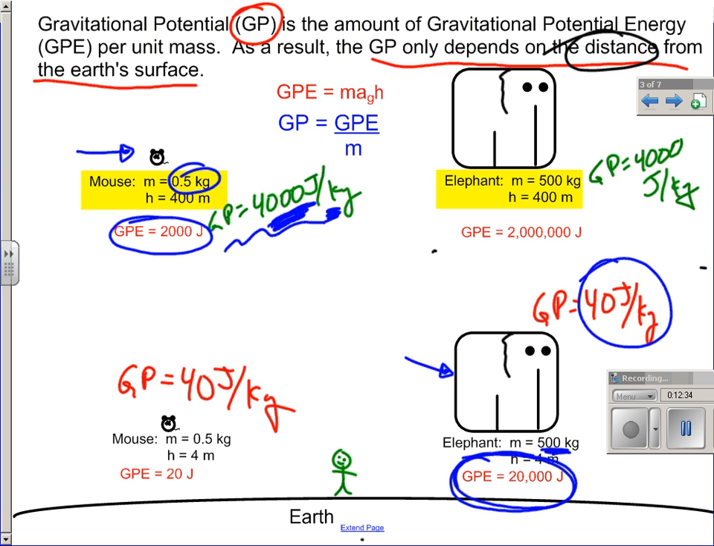As you're going through this, I want you to think about what joules per kilogram means. 4,000 joules per kilogram means that every kilogram of the mouse has 4,000 joules of energy. Over here, the elephant's the same thing. Every kilogram of the elephant has 4,000 joules of energy. So you've got 500 kilograms, each of those kilograms has 4,000 joules. 500 times 4,000 gives you the energy of the elephant.